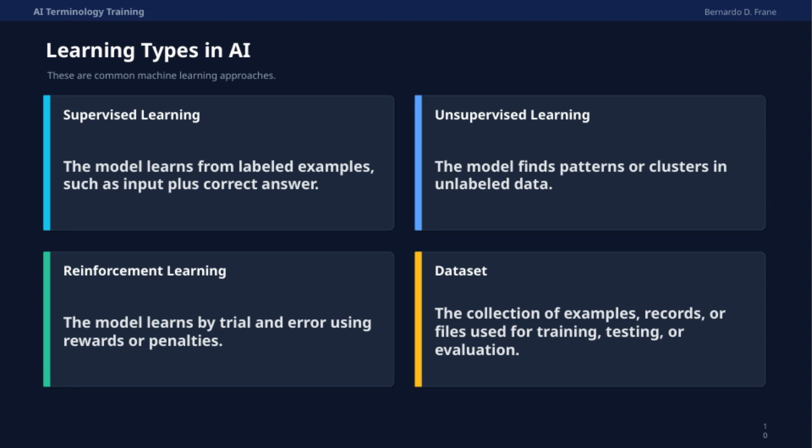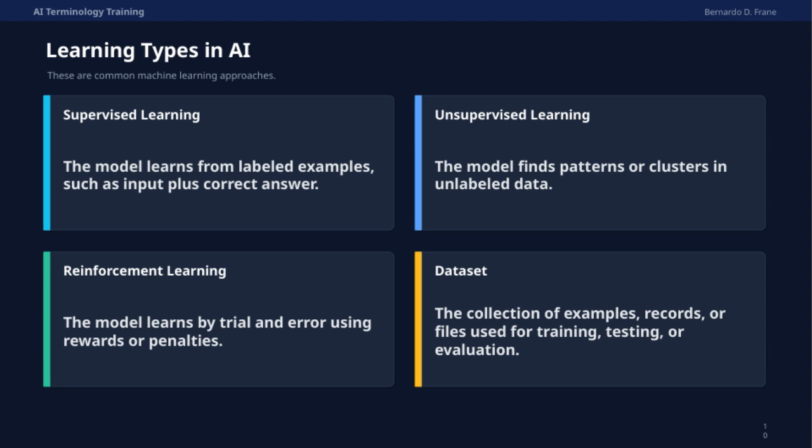Then we have unsupervised learning. This is where the model finds patterns or clusters in unlabeled data, meaning the data doesn't come with predefined answers. The model explores the data on its own, discovering structures and relationships that might not be immediately obvious.